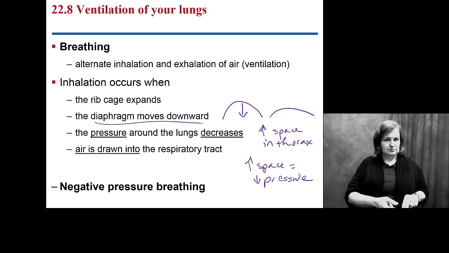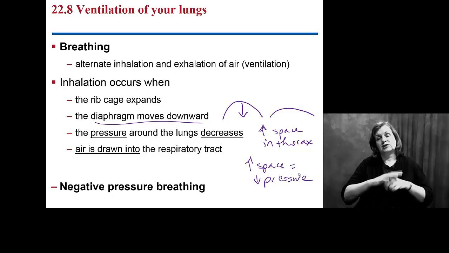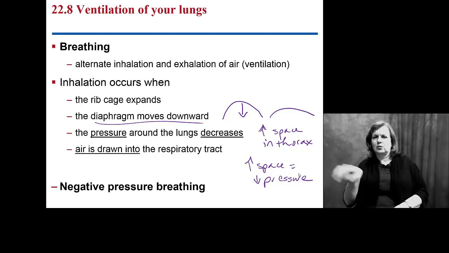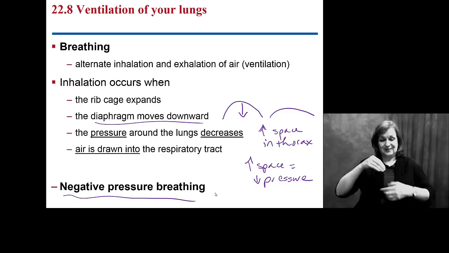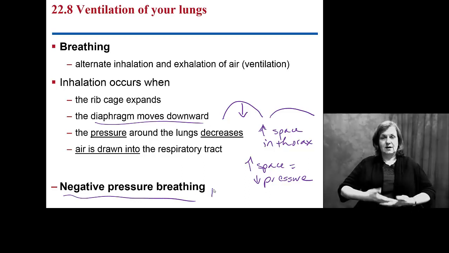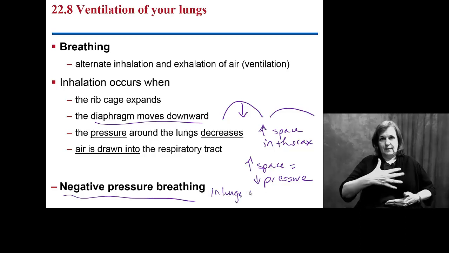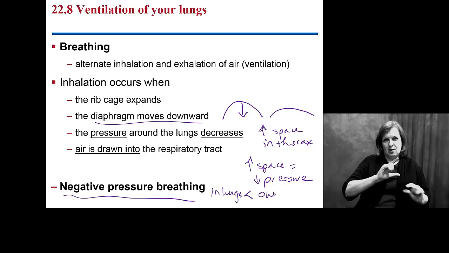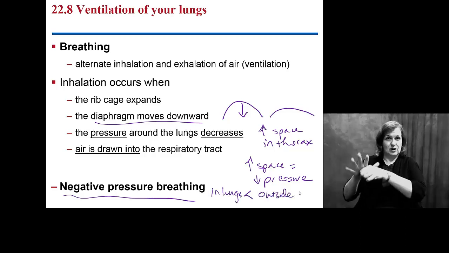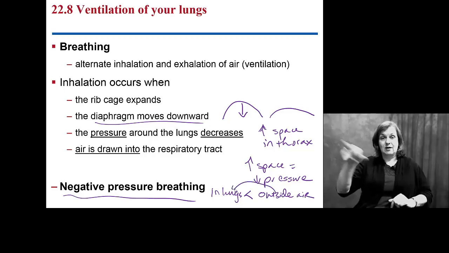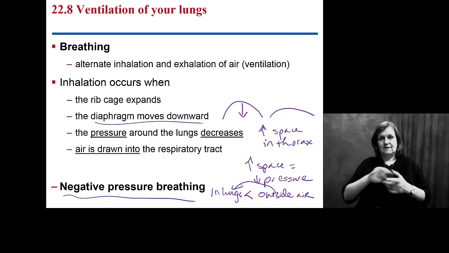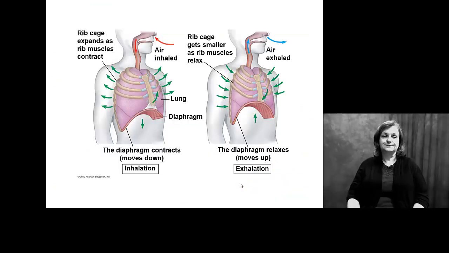When the pressure goes down, we look at air moving down a pressure gradient. Okay, this is something known as negative pressure breathing. So now the pressure inside your lungs is less than the pressure outside in the room. So the outside air wants to move into your lungs, and it does so very, very easily.